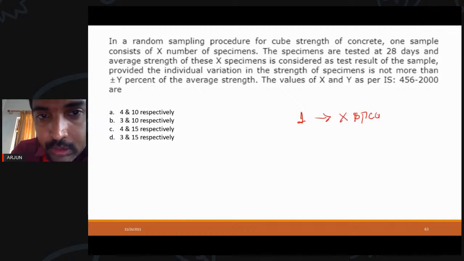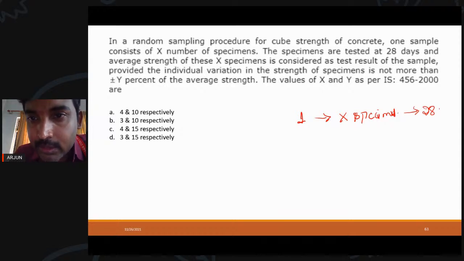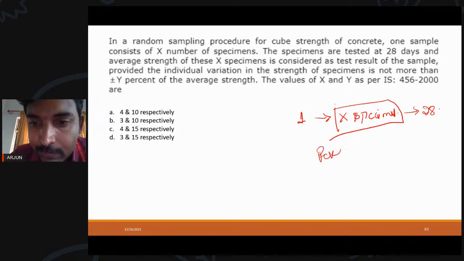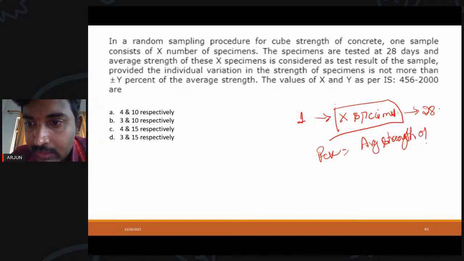The specimens are tested at 28 days, and the average strength of these X specimens at the age of 28 days is considered as the test result, the actual strength. Okay, so that means fck is equal to the average strength of X specimens.